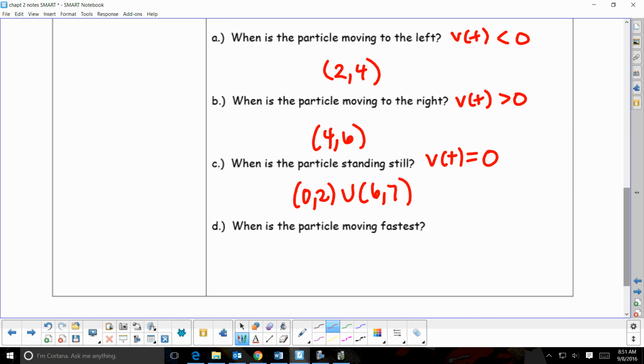Hey, that's a bargain. Okay, so see if you got those. And then when is the particle moving the fastest? It's when your speed is greatest, which is actually from 2 to 4.